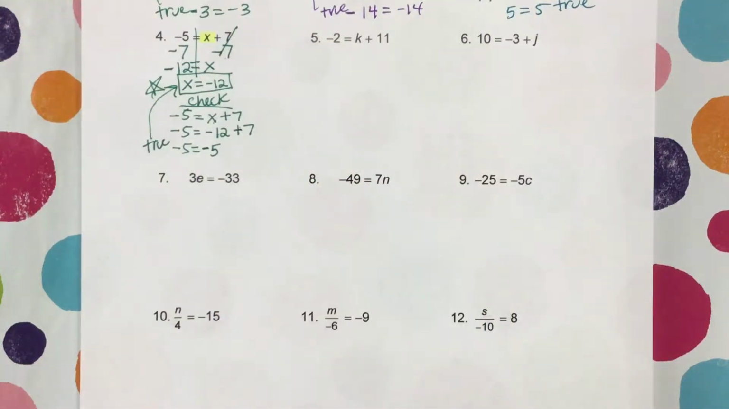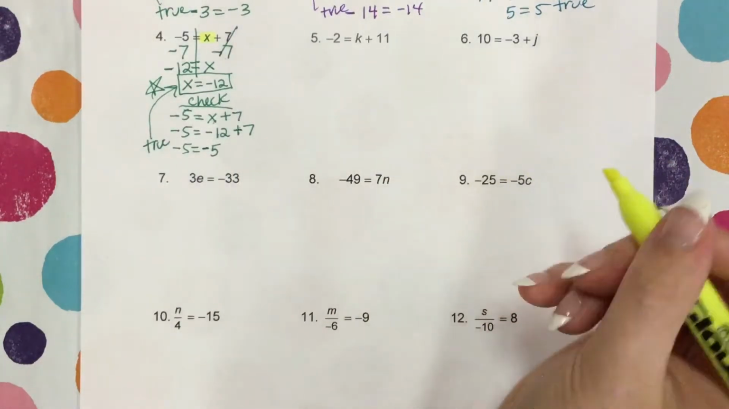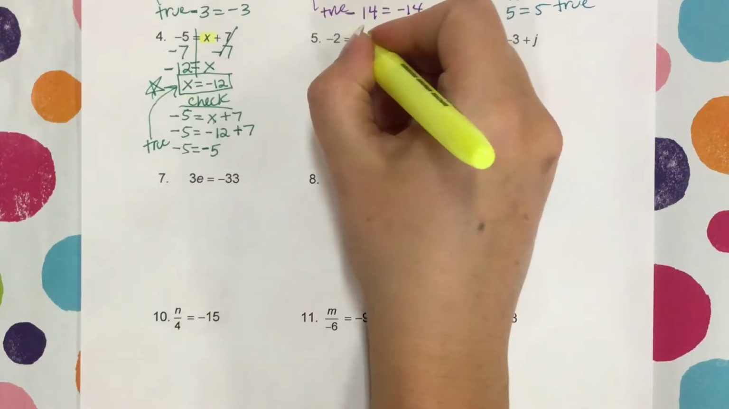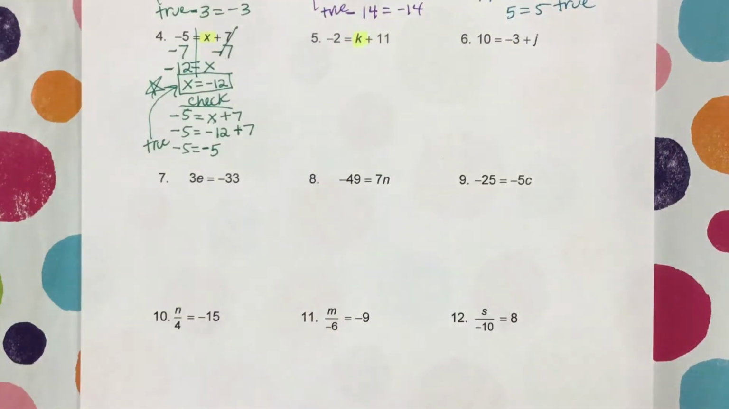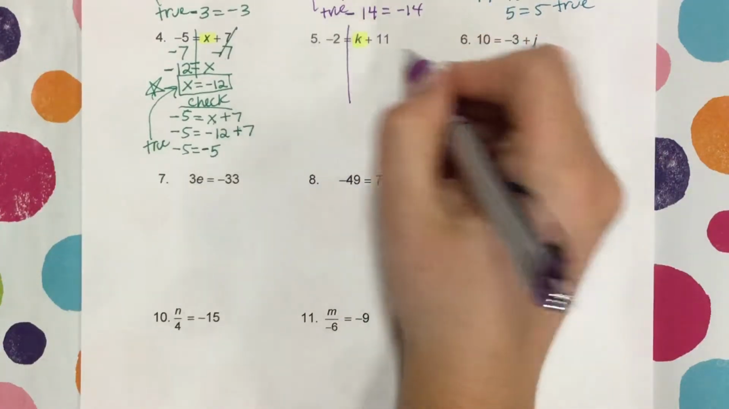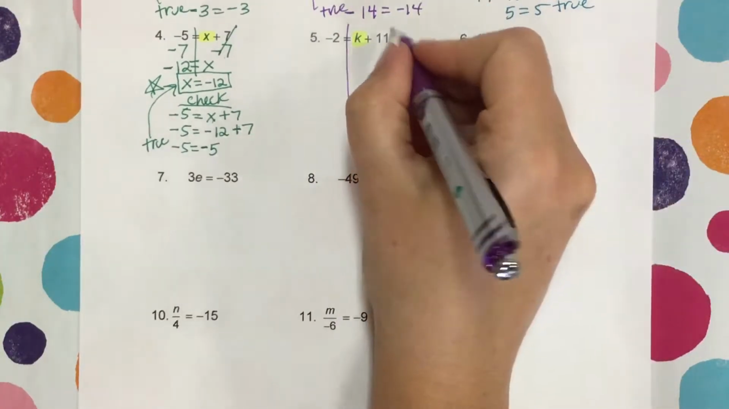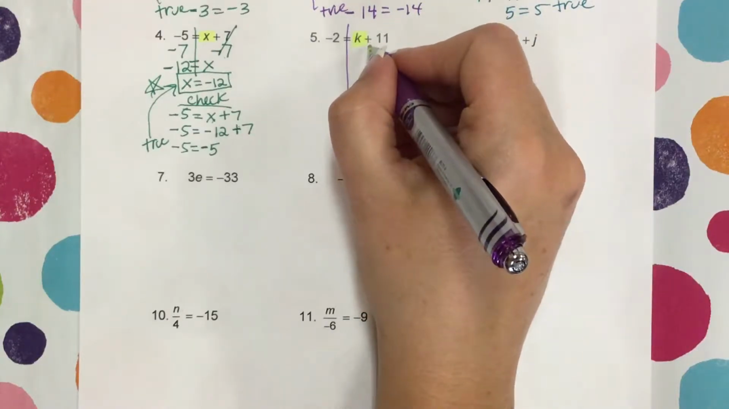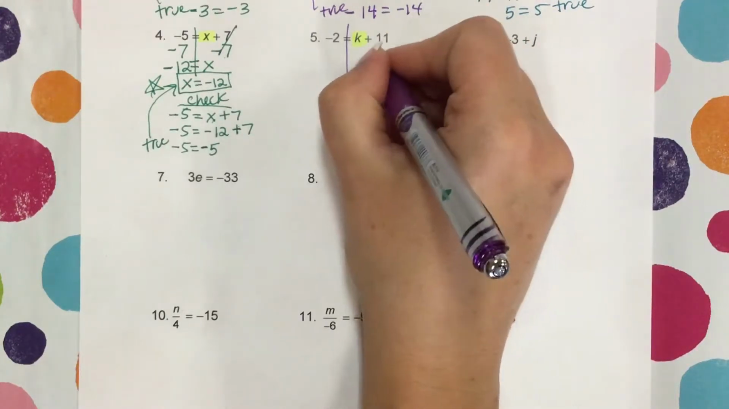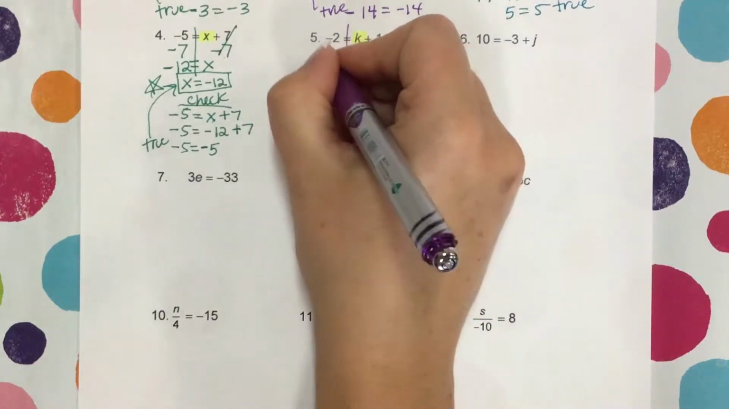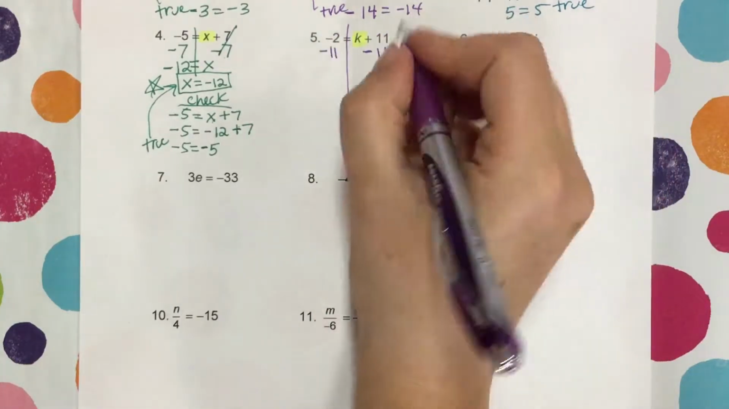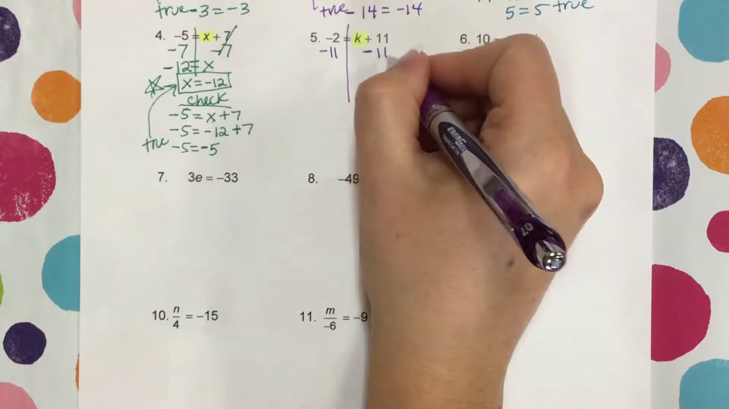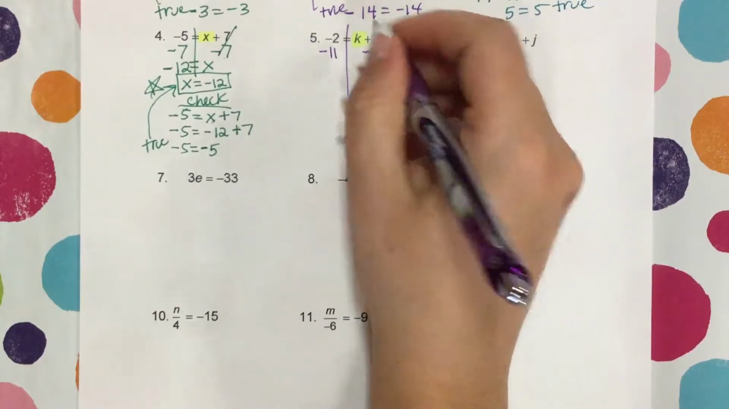Okay, let's look at the next problem. We are trying to get k by itself. Is k by itself at this point? No, it is not. There's this plus 11 over here, so we have to get rid of it. How is 11 related to k? It's related through addition. So we have to do the inverse operation, which would be to subtract 11 from both sides. Okay, so that 11 and that negative 11 cancel each other out.